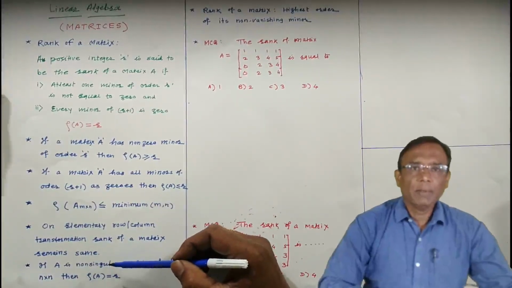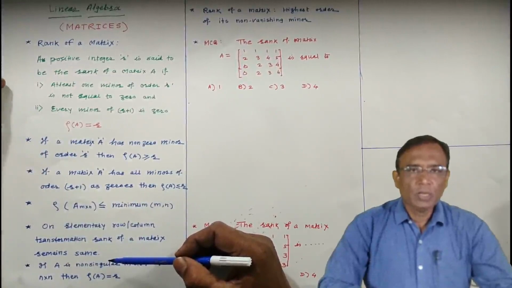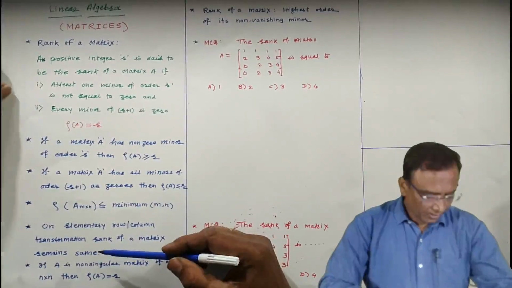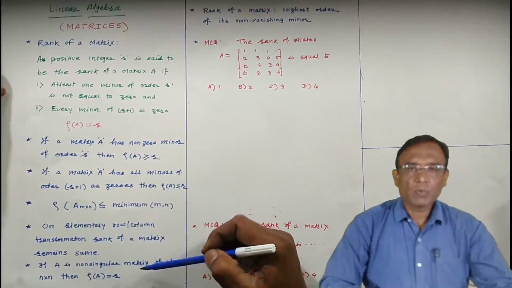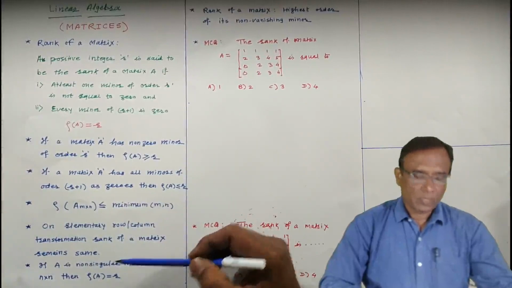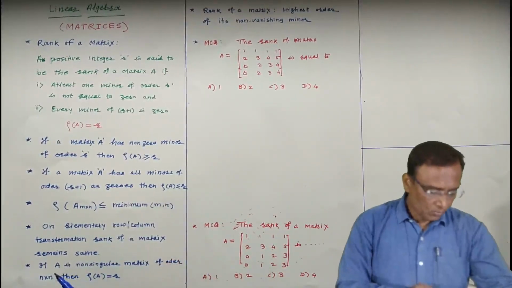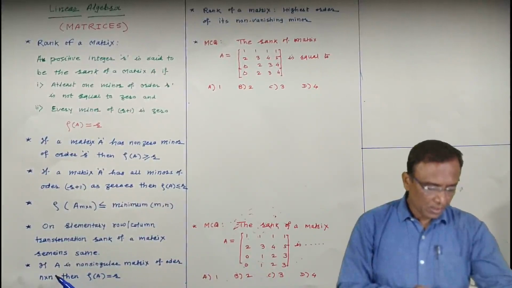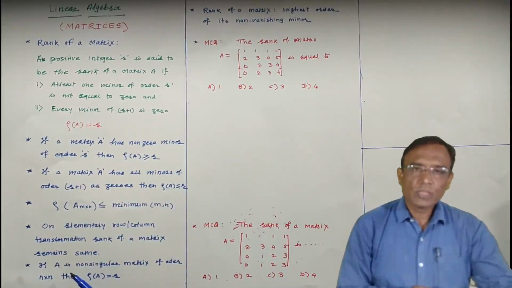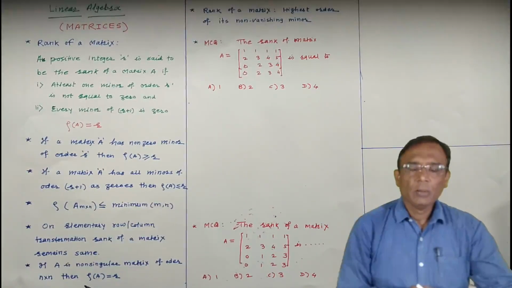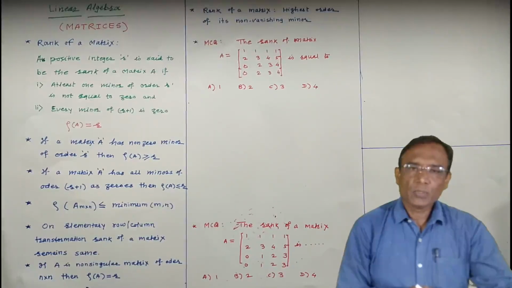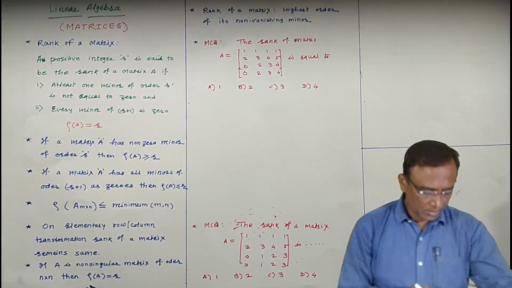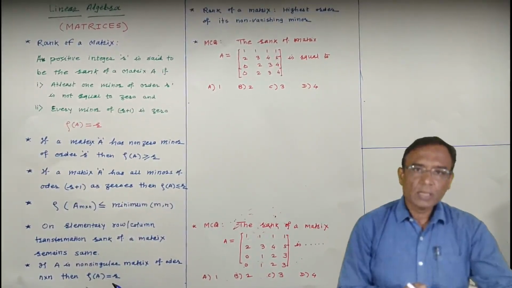If you perform elementary row transformation or column transformation, the rank remains the same. If A is a matrix of order n by n, n means it is a square matrix. Number of rows are n, number of columns are n. If determinant of A is 0, that is a singular matrix, and if determinant of A is not 0, then that is a non-singular matrix. If the matrix is non-singular, then the rank of the matrix is n.